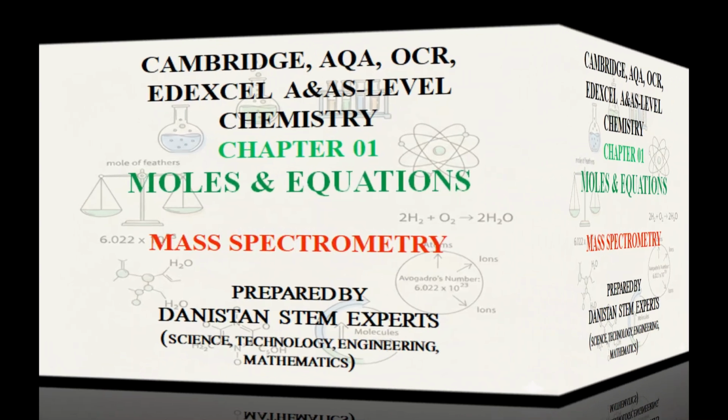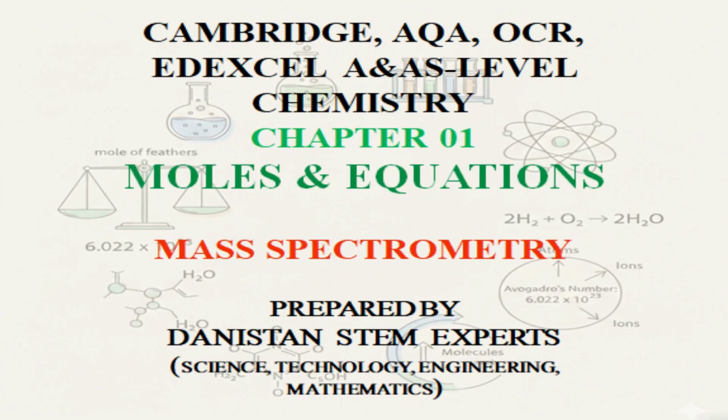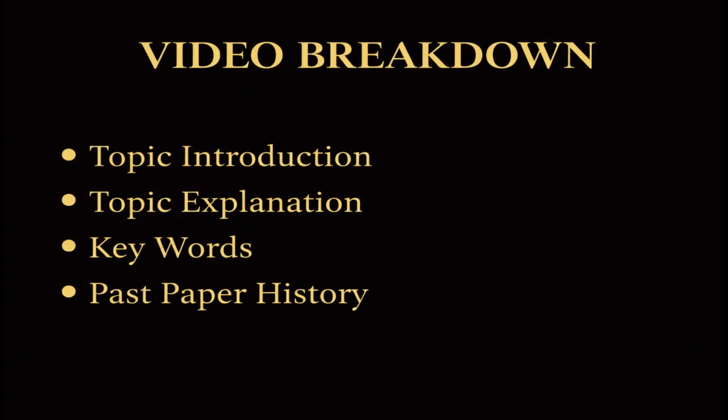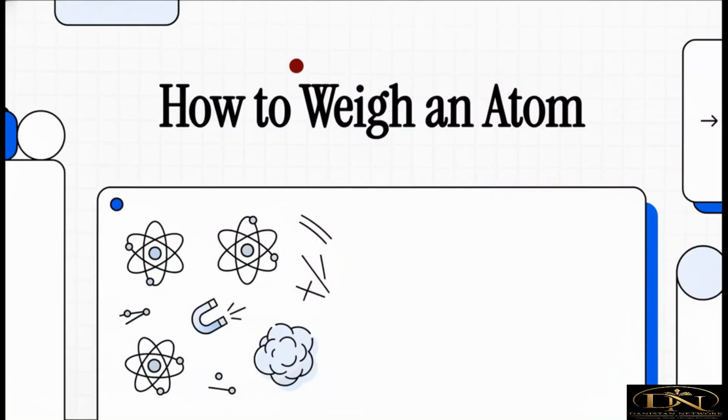Everyone, and welcome. So, I have a question for you. How do you weigh something you can't even see? Something so small you could never ever put it on a scale? I'm talking about a single atom. It sounds like something out of science fiction, right? But it's not. Scientists have a seriously clever way to do it, and today we're going to break down exactly how they pull it off.